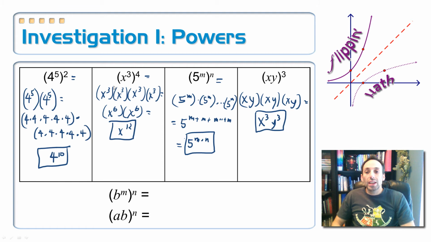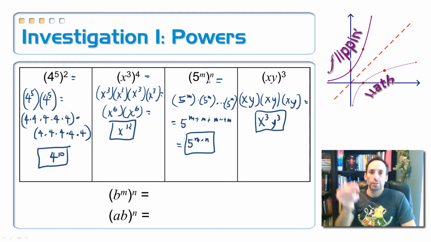Same thing with the second one. X to the 3rd raised to the 4th power. That means there are 4 factors of x to the 3rd. 1, 2, 3, 4. I just applied the multiplication rule here for the first 2. Add up the exponents, get a 6. Add up the exponents, get a 6. If I do that again, add up the exponents, 6 plus 6 is 12. That was the way I chose to do it. I could have looked at the original problem and seen that I could have just multiplied the 3 times the 4 and got a power of 12, which is what the answer was.